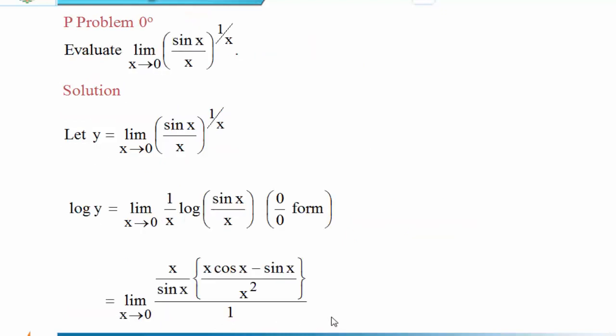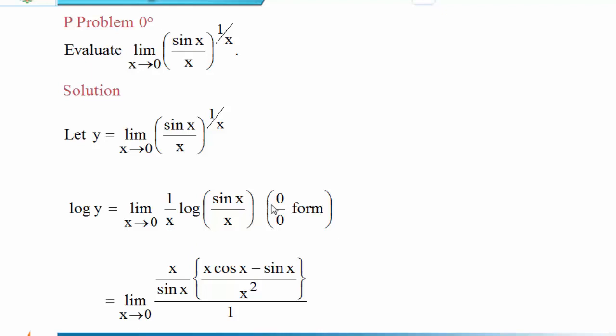Next problem. Suppose we have to find the limit of (sin x upon x) raised to the power 1 upon x. If you take the limit of this inner function, it is actually the 1 raised to infinity form. Again assign variable y, taking log on both sides. Again apply the property of log, the power 1 upon x in the form of multiplication, and we get the 0 by 0 form. This is our numerator, this is our denominator x.